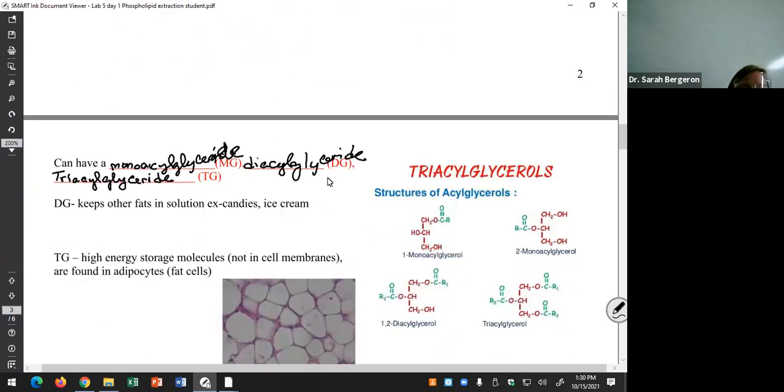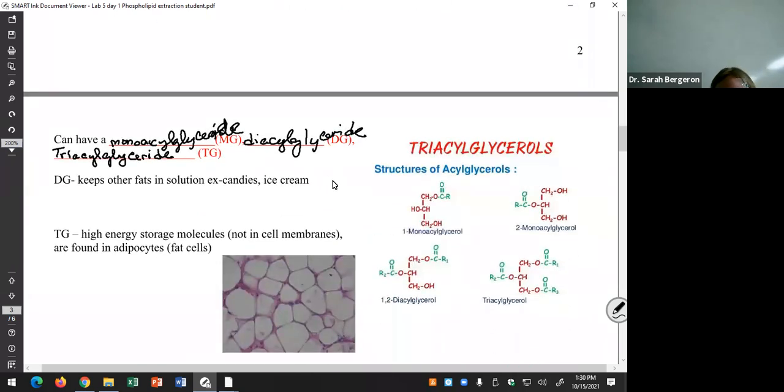Different fats are used in different commercial processes. Diacylglycerides are really effective in keeping other fats in solution. Think about ice cream, that's my favorite example of it. It keeps all those fats really well suspended.